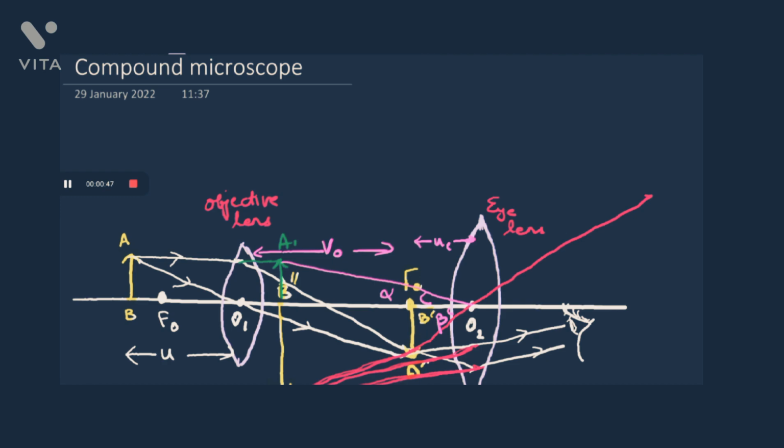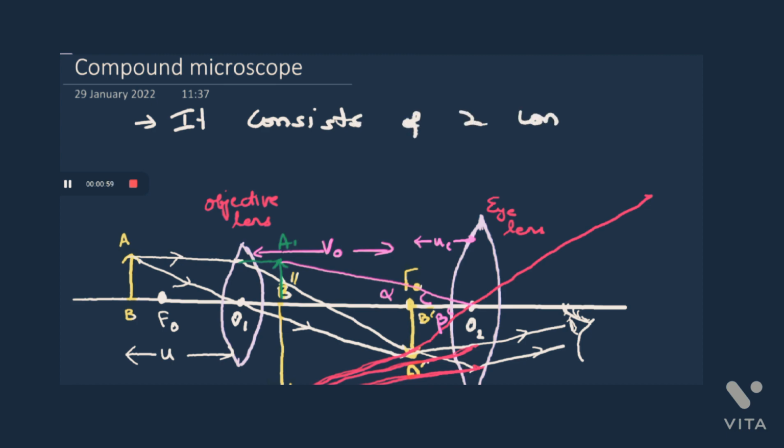What does it actually contain? It consists of two converging lenses. One lens we call the objective lens, and the other one we call the eye lens or eyepiece. So these are the two lenses that we have used.